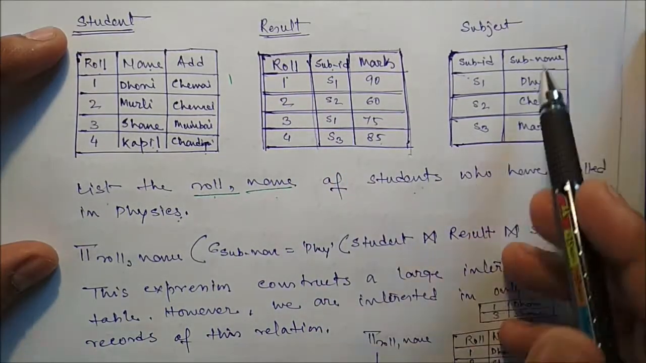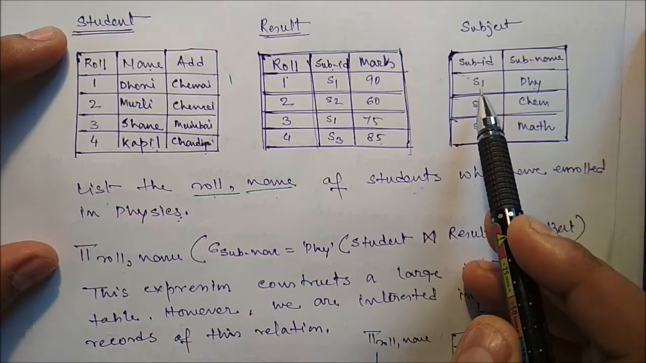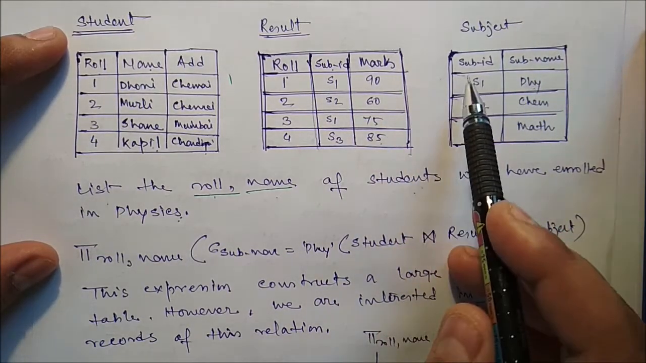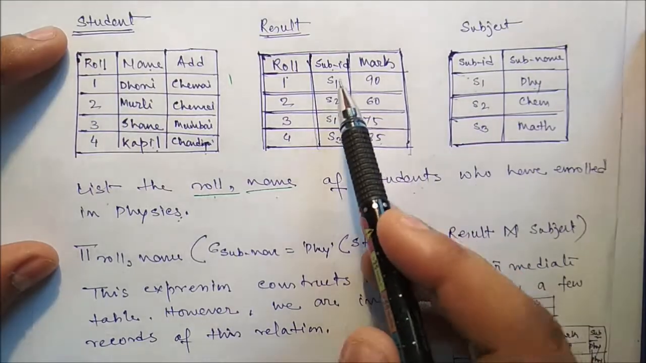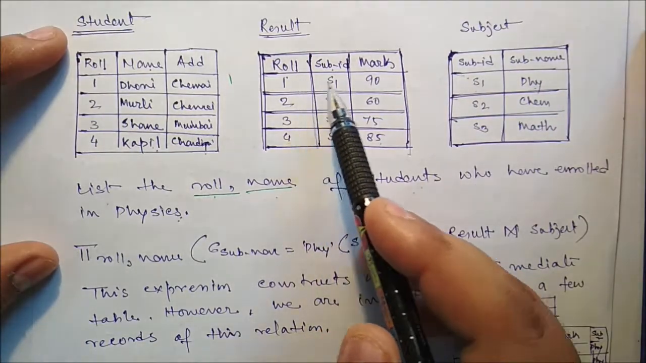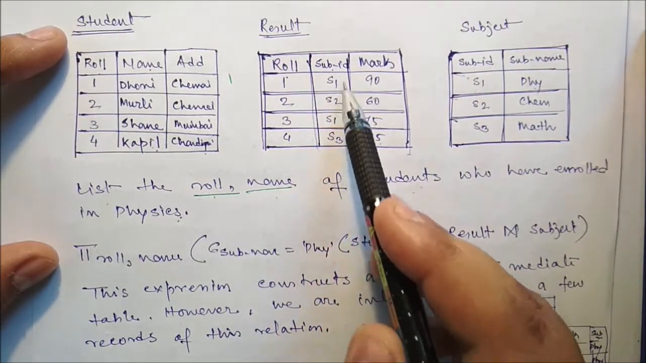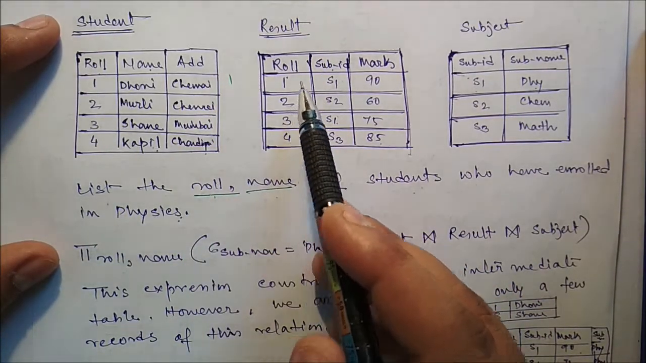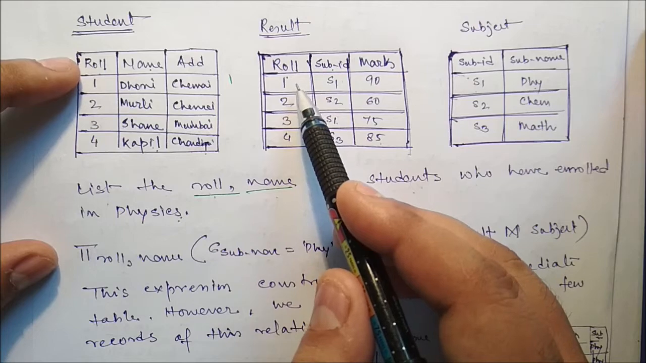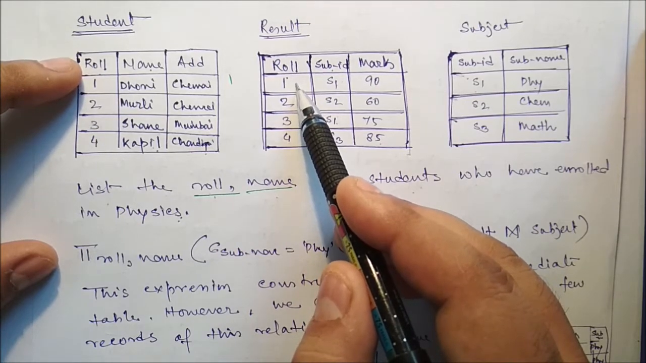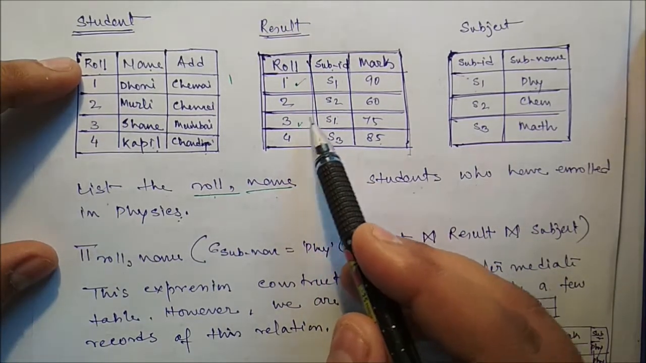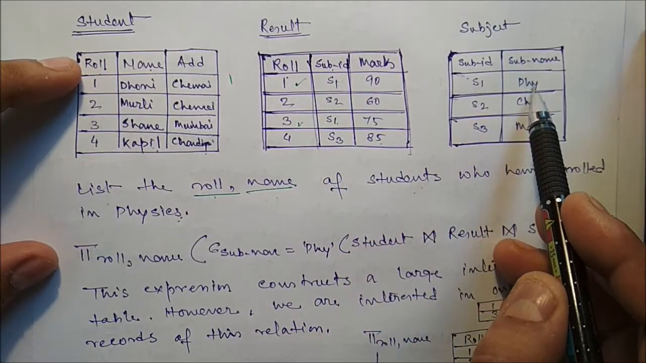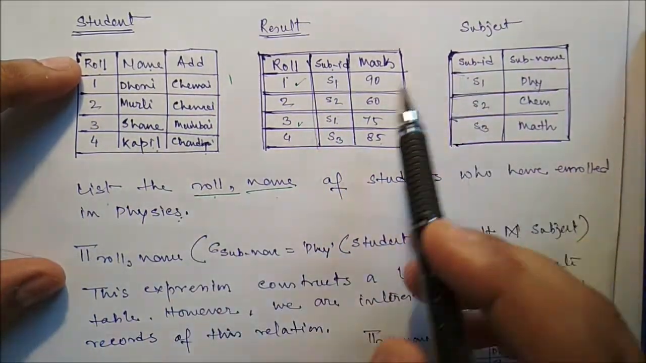That means from the subject table we have to identify the subject ID of physics. After that we have to merge these two tables. After merging, we get the roll numbers registered for subject ID S1. Then we merge with the student table to select the roll number and name of roll numbers 1 and 3, who have enrolled in S1, which is physics. So anyhow we have to merge these three tables.